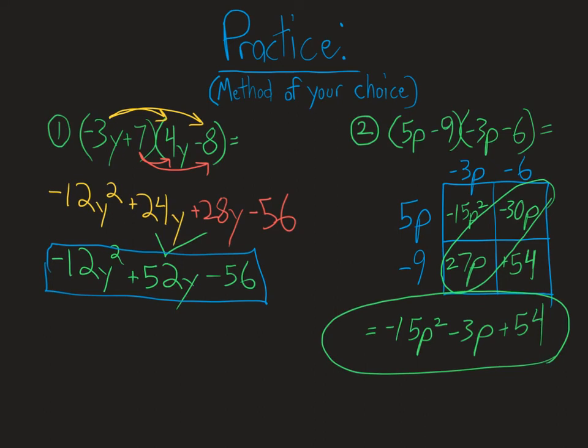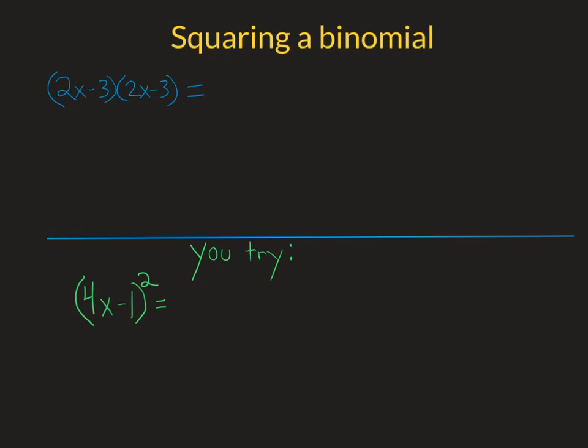All right. What if we now want to square a binomial? And what do I mean by that? Well, this top problem here, the 2x minus 3, times 2x minus 3. Notice it's the same thing. And we would do this with FOIL exactly the same as we would do any other problem. Okay, multiply and distribute that 2x times everything in the second binomial. Then the negative 3 times everything in the second binomial.